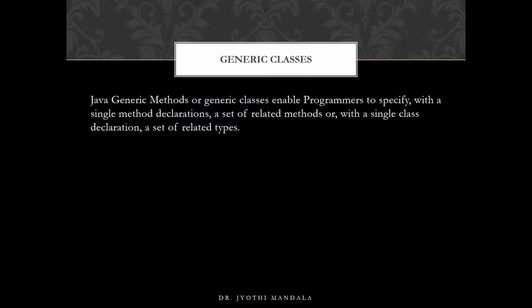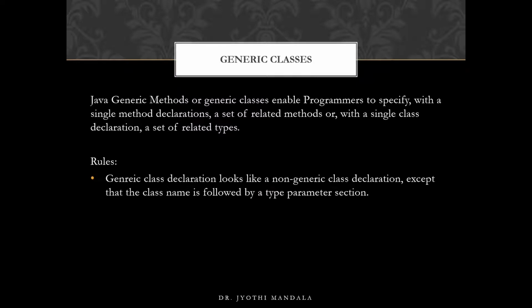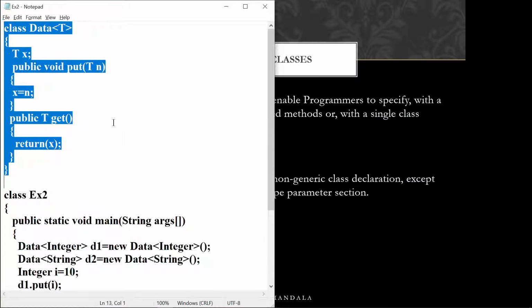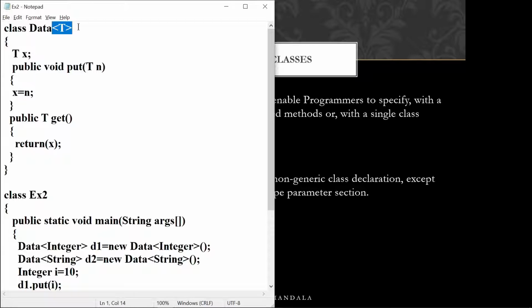But whenever you are working with a generic class, you need to follow some rules. The rule is, a generic class declaration looks like a non-generic class declaration, except that the class name has to be followed by the type parameter section. That is what I have mentioned here. This is the placeholder, and it has to be placed after your class name.